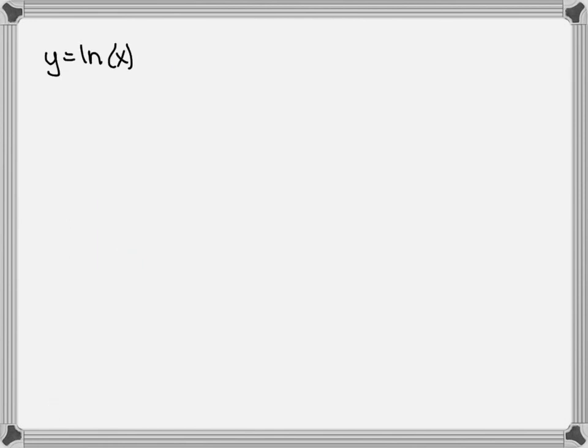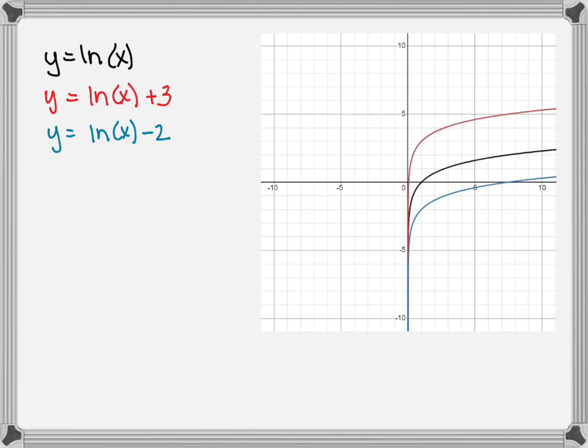Okay, let's look at a few more graphs. This time we'll look at y equals the natural log of x, y equals the natural log of x plus 3, and y equals the natural log of x minus 2. Here we can see all three of these on the same coordinate plane with the parent function graphed in black again. The parent function has a vertical asymptote at x equals 0. It has an x-intercept at (1, 0). It has a domain from 0 to infinity. And it has a range of all real numbers.